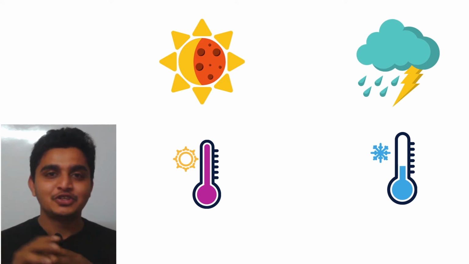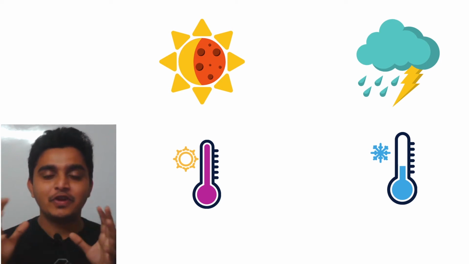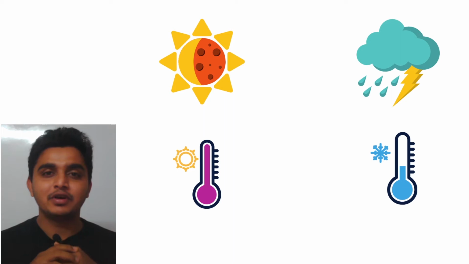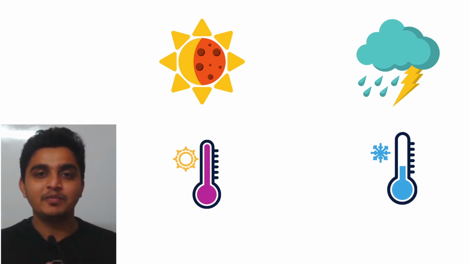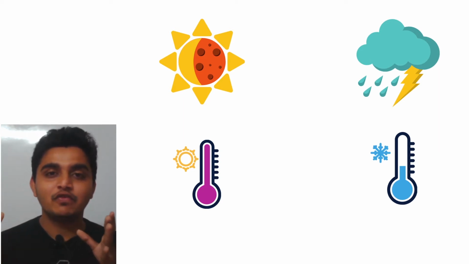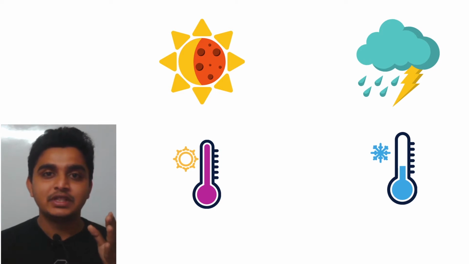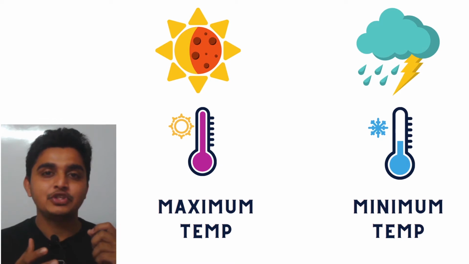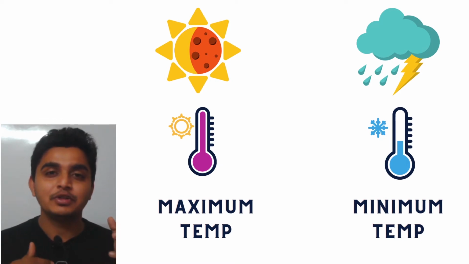Hello everyone. So when it comes to temperature, we are always given a specific number like 26 degrees Celsius or 27 degrees Celsius as the accurate measurement at that particular time. But do you know that when a weather forecast is given, they actually give you two numbers: one is the maximum temperature and another is the minimum temperature for that specific day.